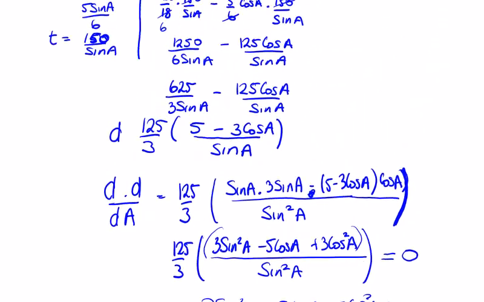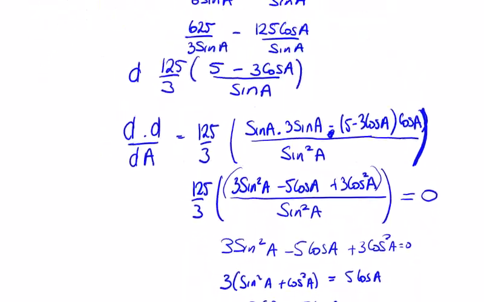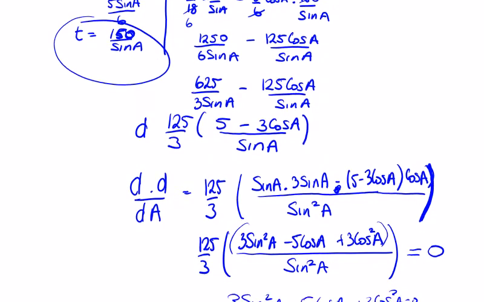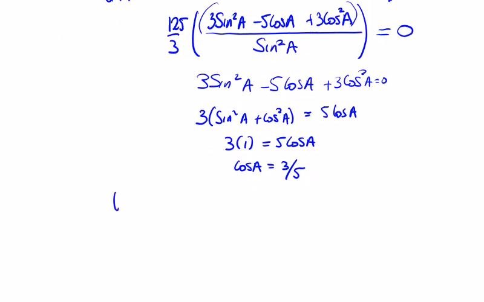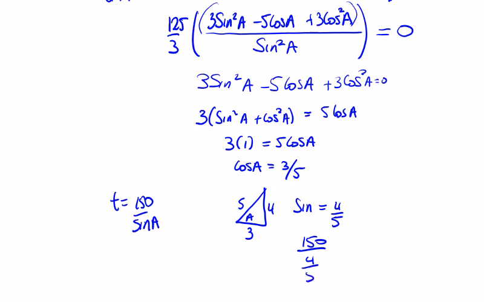Now, do we have time up here? Time is 150 over sine A. Remember that from earlier? Time is equal to 150 over sine A. So obviously if cos A is 3 over 5, let's just do a quick diagram. Sine A is equal to 4 over 5. So 150 divided by 4 over 5 is equal to 187.5 seconds. So a tricky enough question there.